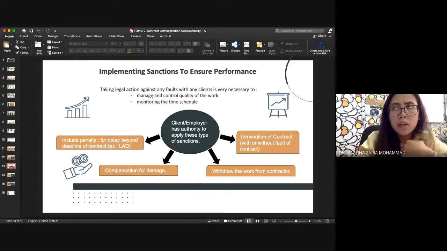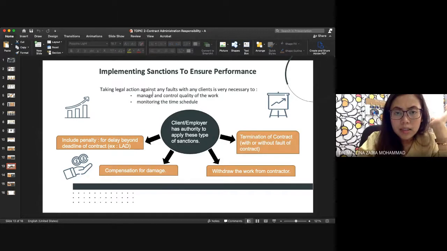I mean, the contract administrator has to deal with this one. Okay, implementing the sanction to ensure the performance. It's clearly mentioned, right? Like your friend already explained, to monitor the performance of the contractor. Sanction is a penalty, kind of like a penalty. Without penalty, maybe the contractor is not worried, so they will not do the work well. So this one is very good for the client to make sure that the contractor obeys the scope of work.